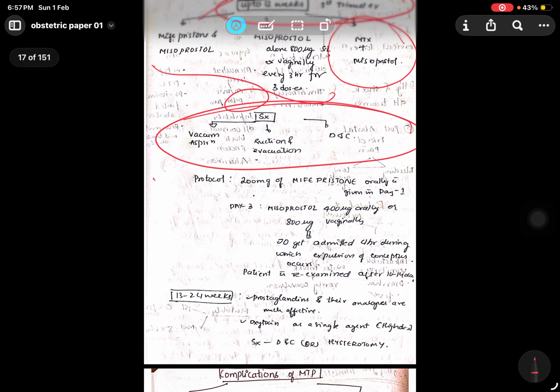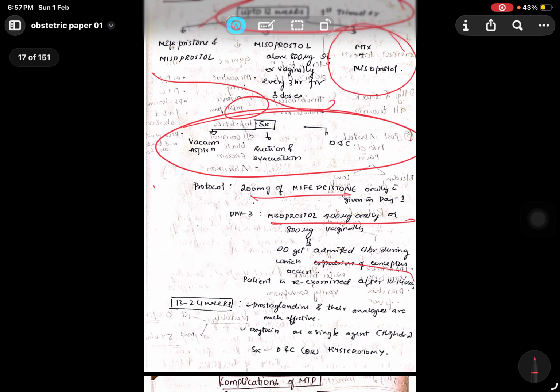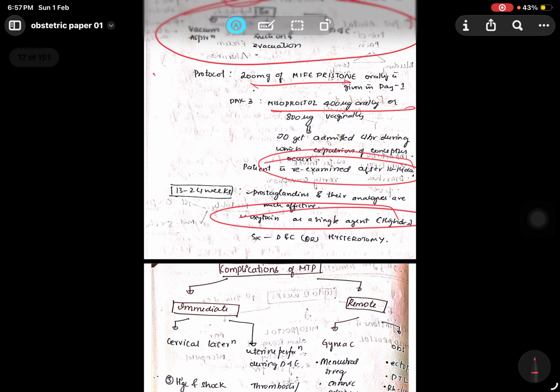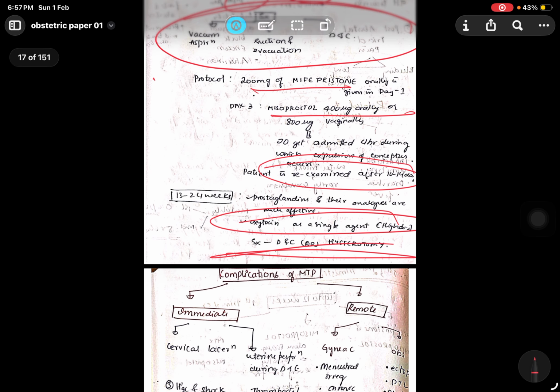Firstly you start with mifepristone, then on day 3 you start with misoprostol and check. You have to examine after 10 to 14 days as well. Okay, then if it's not working, you have to go for either oxytocin to induce labor, or surgically you have to go for D&C or hysterectomy.